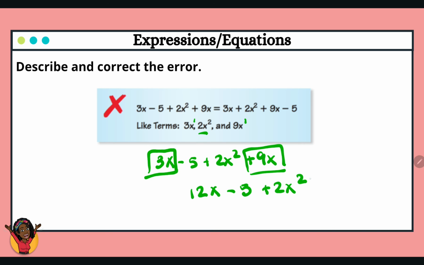Okay, I'm going to rewrite this with my highest exponent written first, so 2x squared. Then I'm going to write my other value with my variable, plus 12x. And then I'm going to write my constant last.